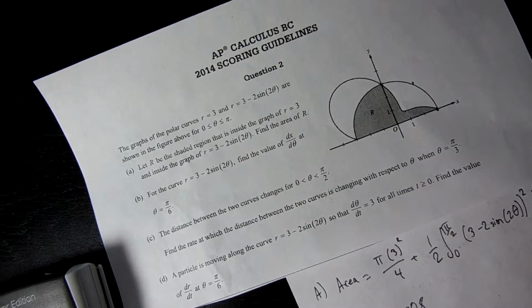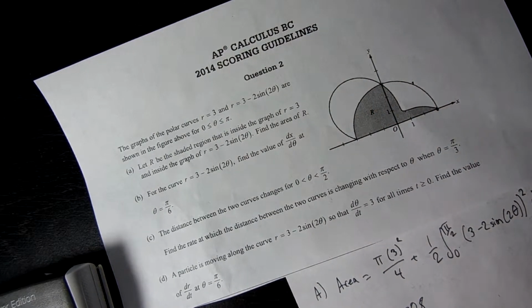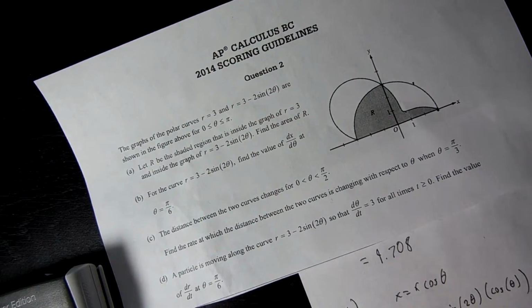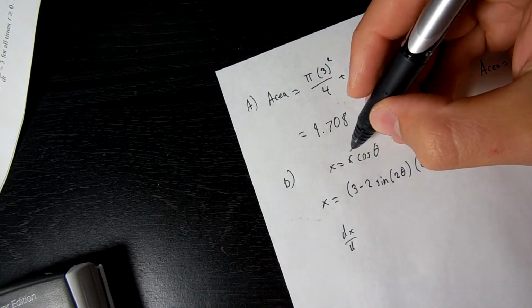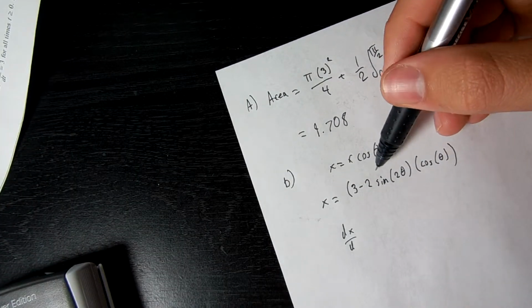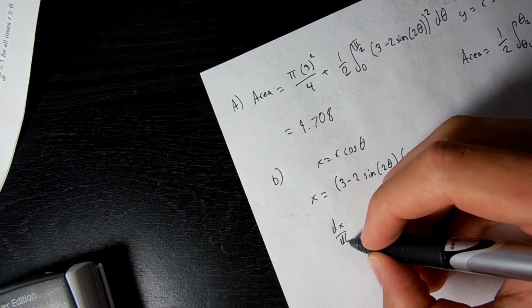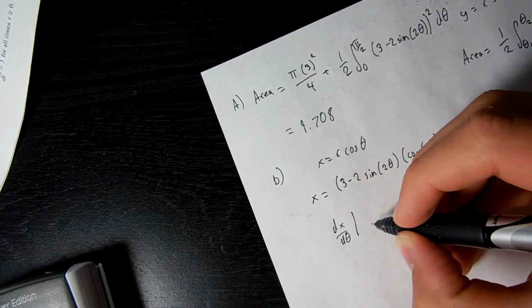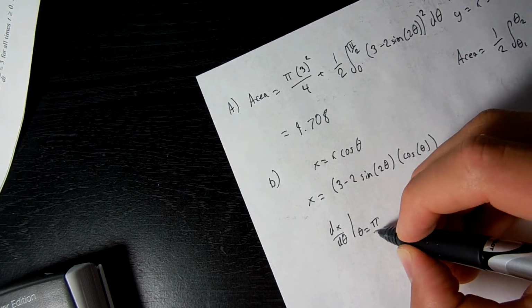Since it's dx d theta, you have to take the derivative when theta equals pi over 6. So x equals r cosine theta, and you plug in the r that you know, times cosine of theta. And then you take the derivative. Using your calculator, you can easily solve that. So you have to plug in when theta equals pi over 6.